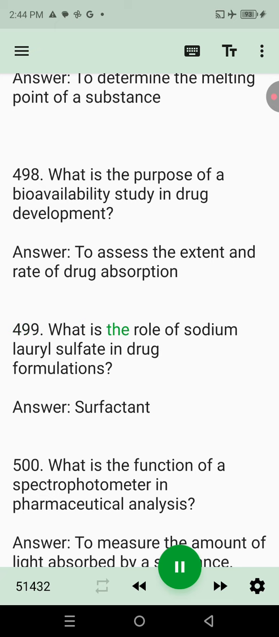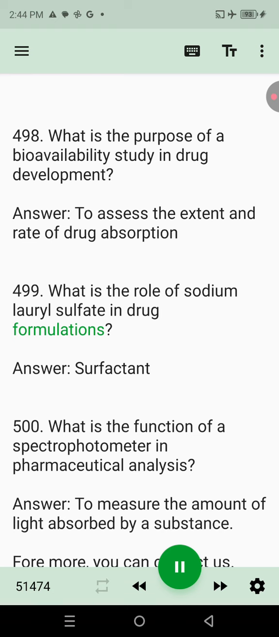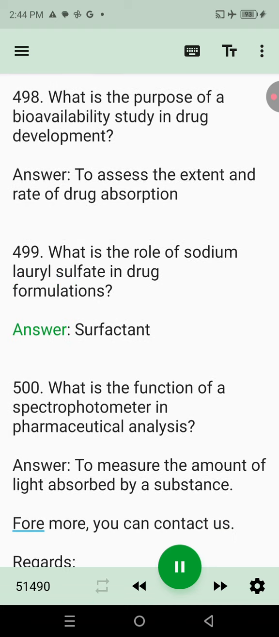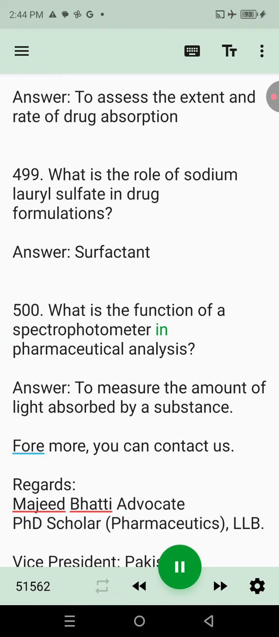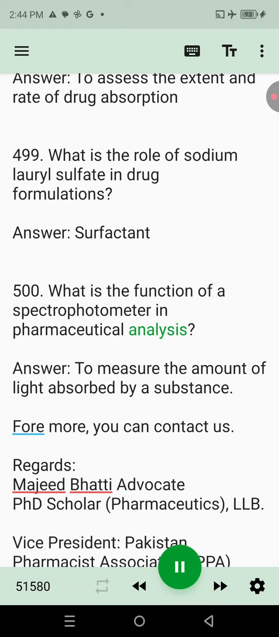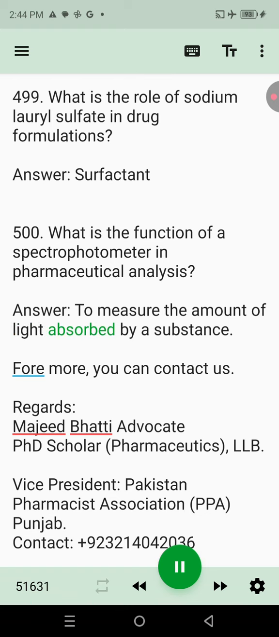499. What is the role of sodium lauryl sulfate in drug formulations? Answer: surfactant. 500. What is the function of a spectrophotometer in pharmaceutical analysis? Answer: to measure the amount of light absorbed by a substance.